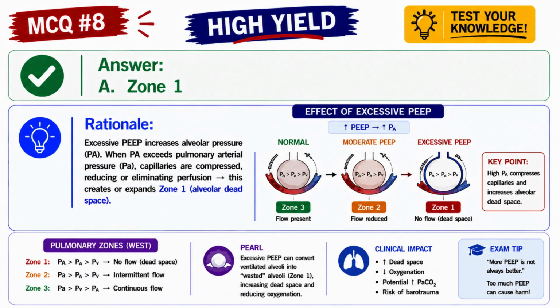Here's why. Return to West's zones. Zone 1 is defined as the region where alveolar pressure exceeds both arterial and venous pulmonary pressures.